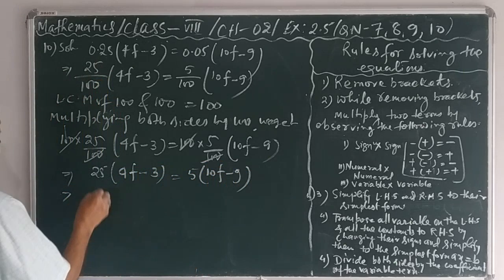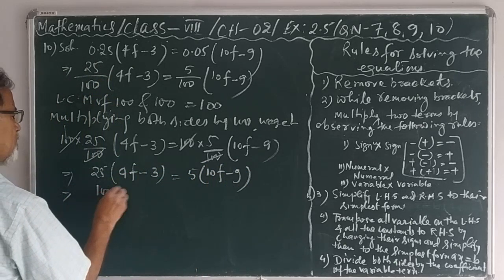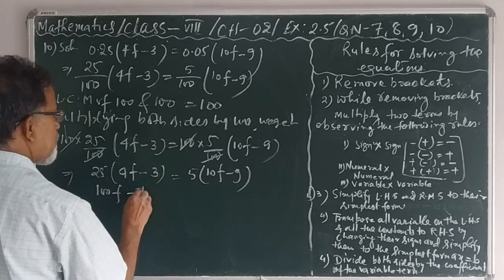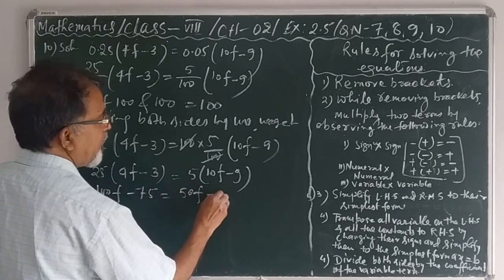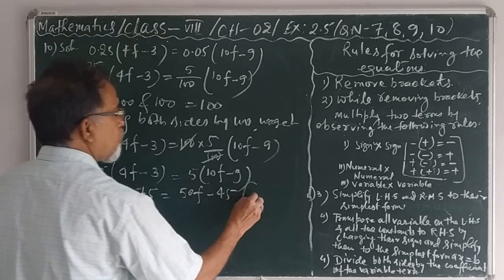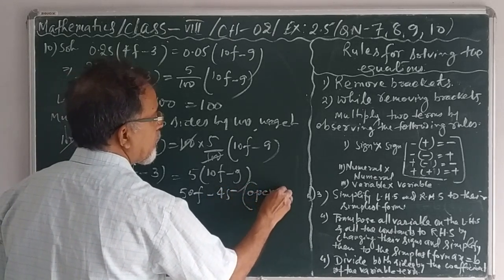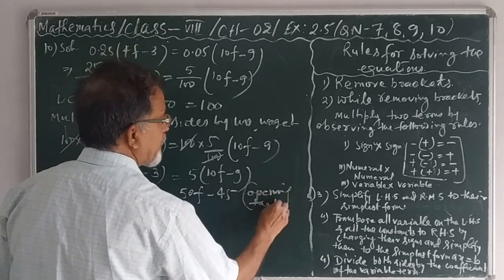Now let us open the bracket. 25 into 4 is 100f, 25 into 3 is 75, 5 into 10 is 50f, and 5 into 9 is 45. Opening the brackets.